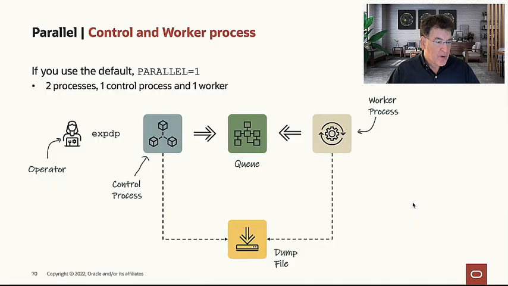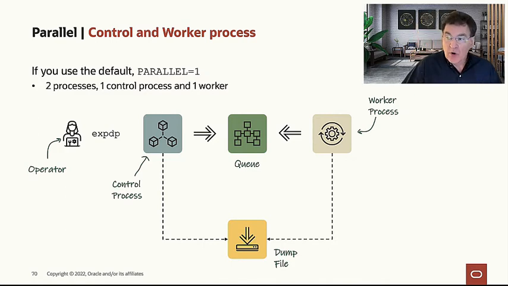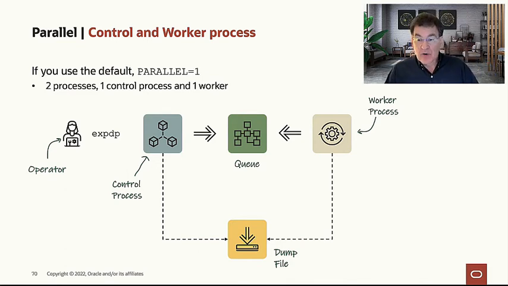Hey, thanks, Mike. Let's dive into the parallel feature of Datapump. Now, if you use the Datapump default for parallelism, parallel equals 1, a job starts with a minimum of 2 processes, a control process and 1 worker. The control process verifies the parameters in the job description. It controls and assigns work items to the worker.